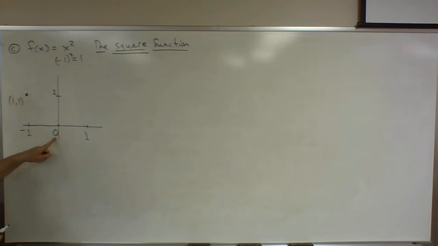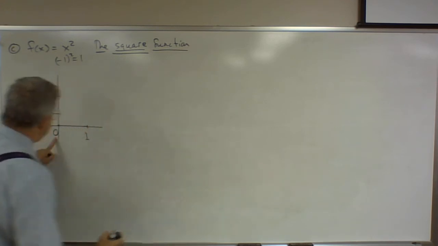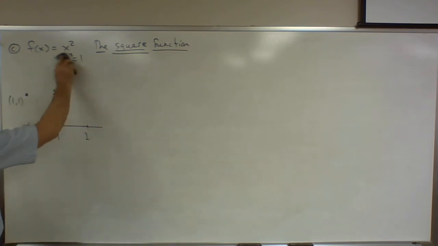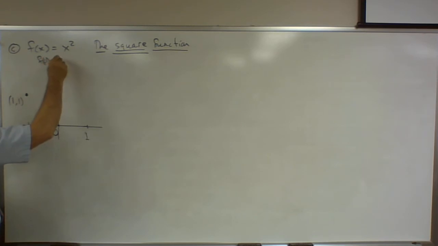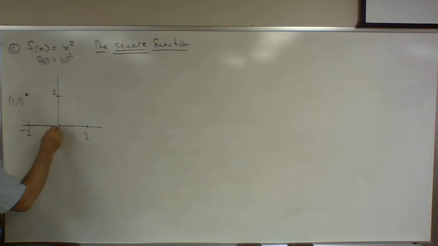Now I'm going to use 0 as an x value to plug into this function. If I plug in 0 for x, I'm going to get 0 squared, which is 0. So when x is 0, f of x, the y value, is 0 also. So x is 0, y is 0 is a point on this graph. So there's my second point.